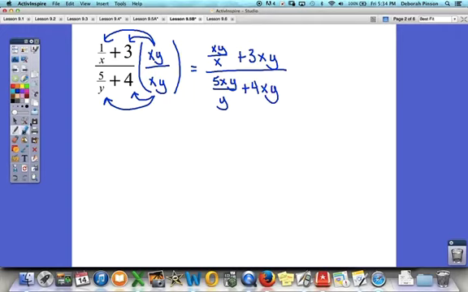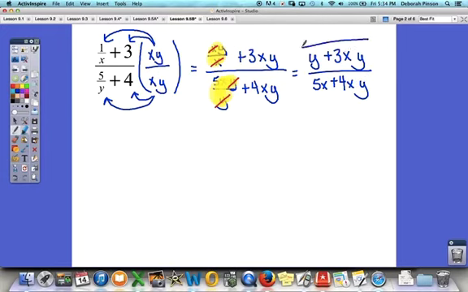Now I want you to notice what's going to happen in each of these little fractions. What you'll see is that you will be able to cancel out the denominator. See how my x's cancel there? Here my y's cancel. If that does not happen, you need to go back and check your work because probably the mistake is in the common denominator that you used. So here I have y plus 3xy over 5x plus 4xy.